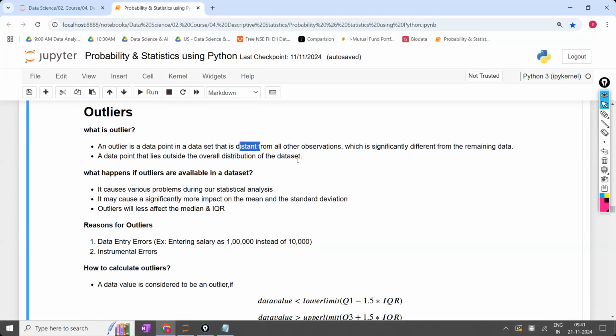Okay, now what happens if outliers are available in a data set? First, we'll understand the reasons. Question number 2: what are the reasons for outliers? There might be some data entry mistakes. If there is a data entry mistake and we have received the outlier, we consider it as wrong data and we have to replace it.